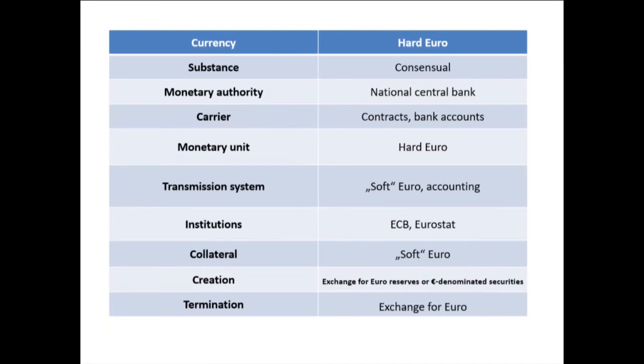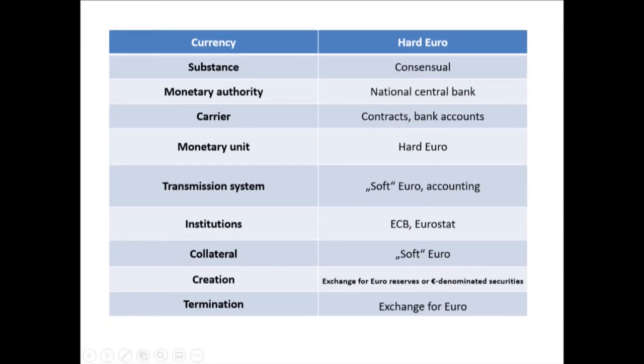That would be the official inflation rate used for adjusting the exchange rate in the spot time. Collateral is the soft euro, and creation is for exchange for euro reserves, like soft euro reserves or euro-denominated securities. So that is how you get the hard euro. You have the soft euros or some other euro-denominated asset, and you exchange it with your bank for the hard euro that will be written to your account.